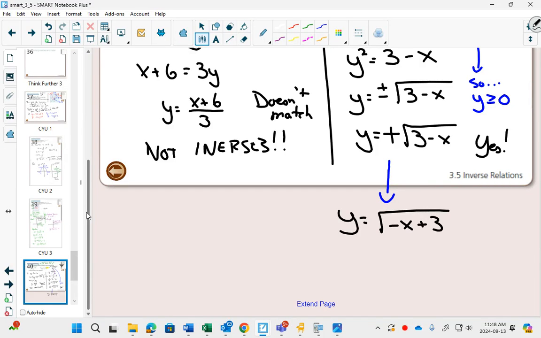Would you agree that 3 minus x is the same as negative x plus 3? Okay? And then you can see your horizontal reflection and your horizontal translation. But careful, it's not in factored form.